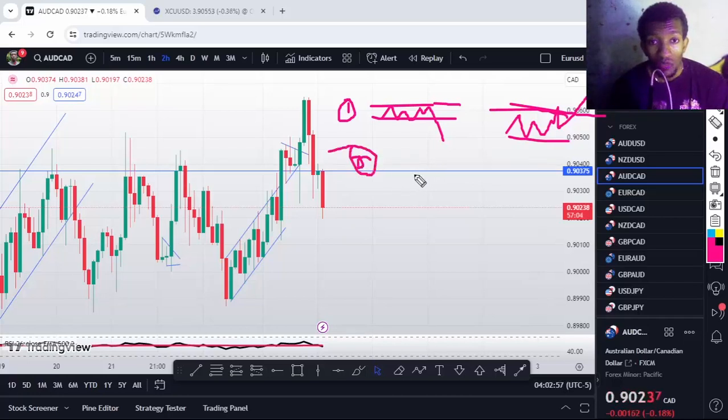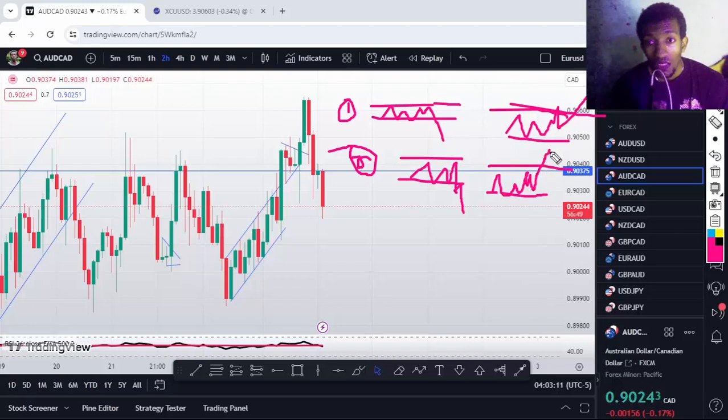And the second model is break and retest. If we are breaking bearish, it will break and retest this one and come down. If we are bullish, then it breaks, then retests this one and it will rally. So this is the second model.